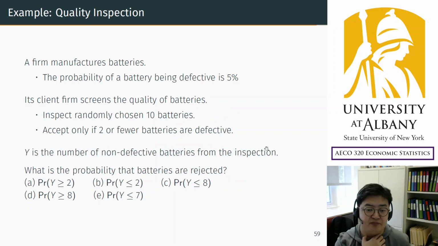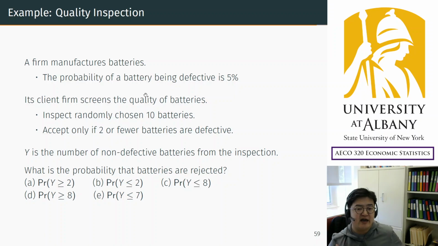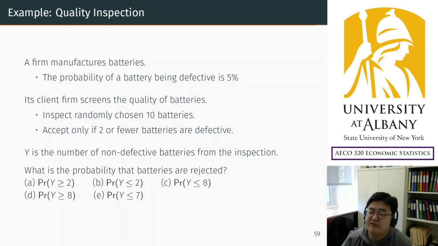Another example, quick, similar example. Think about this. Say I have a battery manufacturing firm, and my batteries are defective with 5% probability. And assume that the batteries are independent. And I sell my batteries to a client, say a smartphone manufacturing firm, and they inspect my batteries. And if there are too many defective batteries, they are going to reject my batteries, and I have to reproduce and reship the batteries to them.